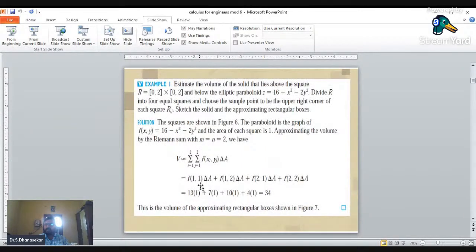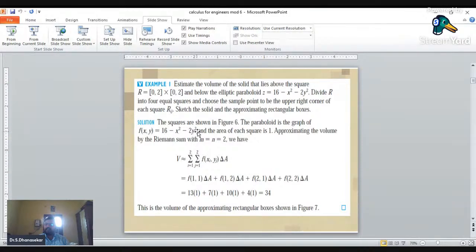So for the first rectangle, I'm applying 1 comma 1. For the second rectangle, I'm applying 1 comma 2. For the third rectangle, I'm applying 2 comma 1. For the fourth rectangle, I'm going to apply 2 comma 2. Your delta A is 1. What is f of x comma y? So you apply this point here.